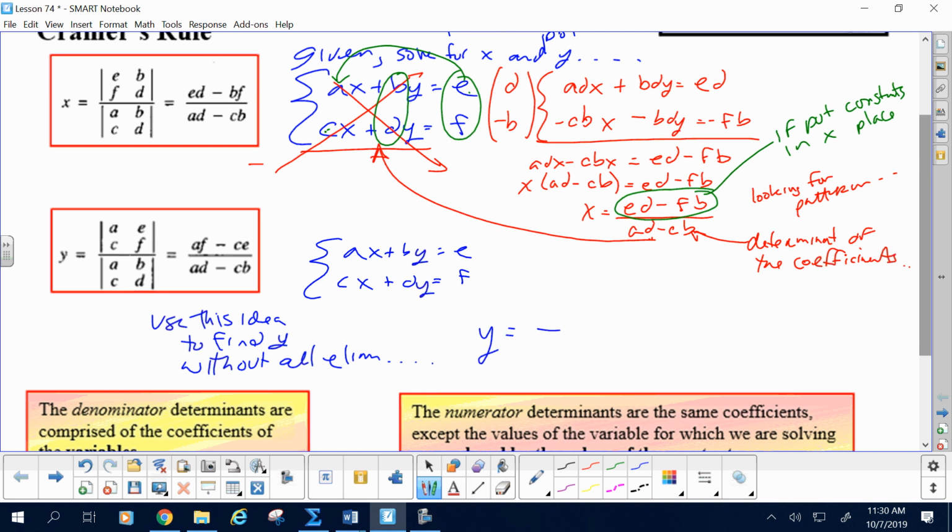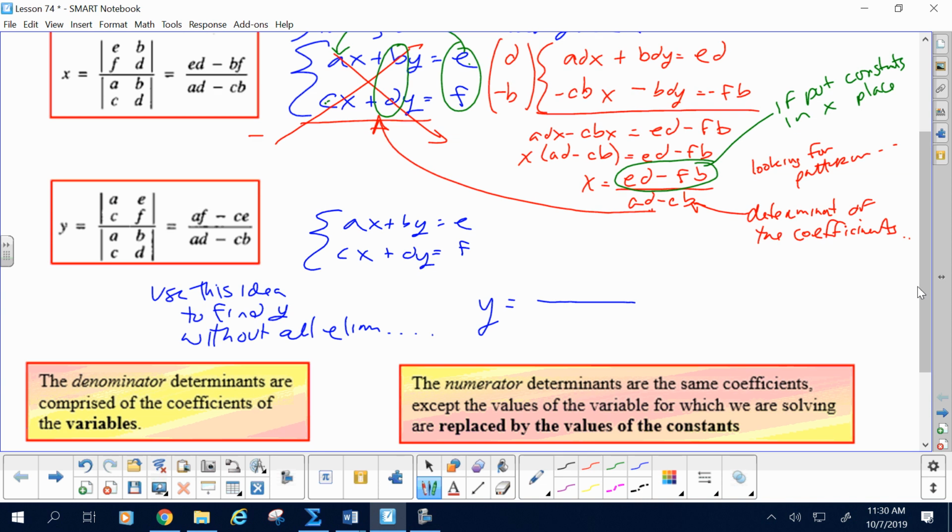And we said that the bottom of our answer came from taking the determinant of the coefficients. So couldn't I have found y by saying, forget all this elimination stuff, I just want to focus on the matrix a, b, c, d. Because that's what happened in x. The bottom of the fraction was just the determinant of the coefficients. You follow? And so when I go to evaluate that, that would be ad minus cb.